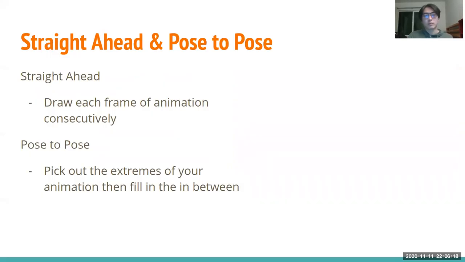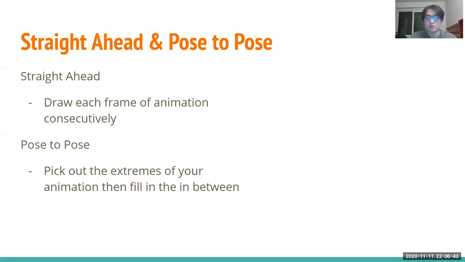Now, this part we're going to go over straight ahead and pose to pose. And this is referring to different animation techniques. So straight ahead is talking about drawing each frame of an animation consecutively. When you're trying to animate a character or a figure, this is usually not recommended because by drawing each frame consecutively, you usually don't know what the end result or the end pose of your character is.